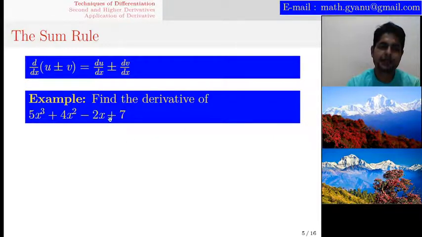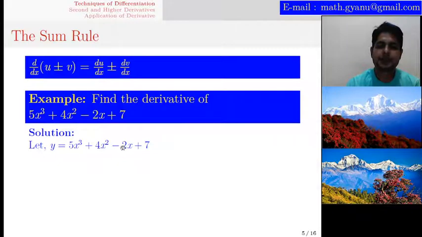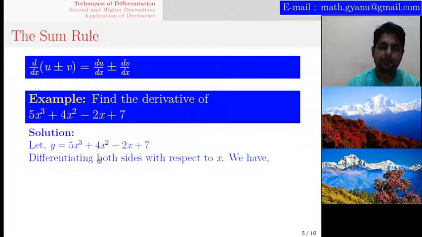That is the given function. Assume y equal to 5x cube plus 4x square minus 2x plus 7. Here we may think 5x cube is u, 4x square is v, 2x is w, and 7 is another variable z. So using the sum rule, we may differentiate both sides with respect to x.